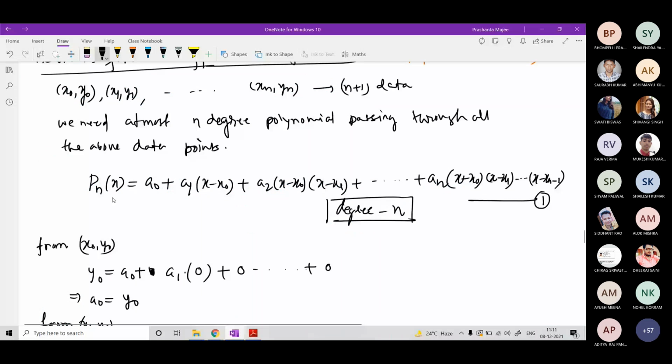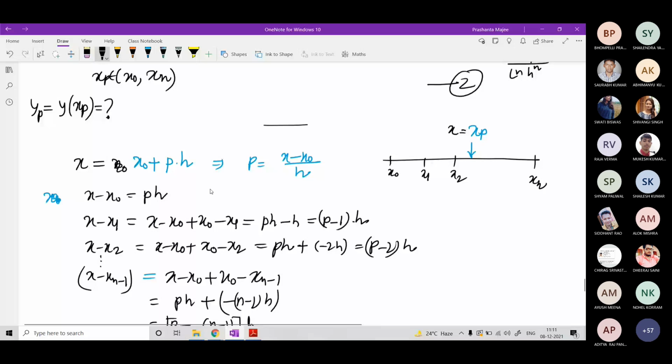Pn(x) equals a0 plus a1 into (x minus x0) plus a2 into (x minus x0) into (x minus x1), and so on up to n. This was the initial construction of the polynomial, and then your aim was to determine the constants a0, a1, a2 up to an. That was the initial assumption of the polynomial in Newton's forward difference formula. In the backward difference formula, it will be considered in a different way.